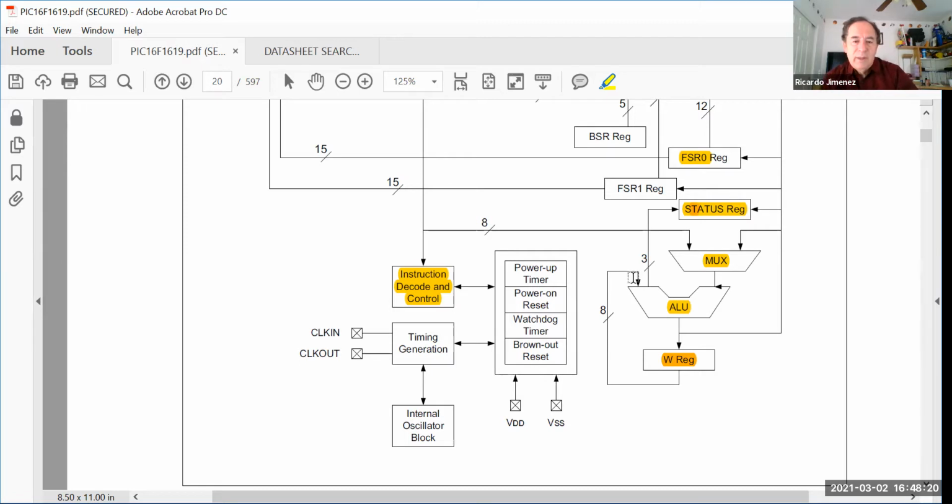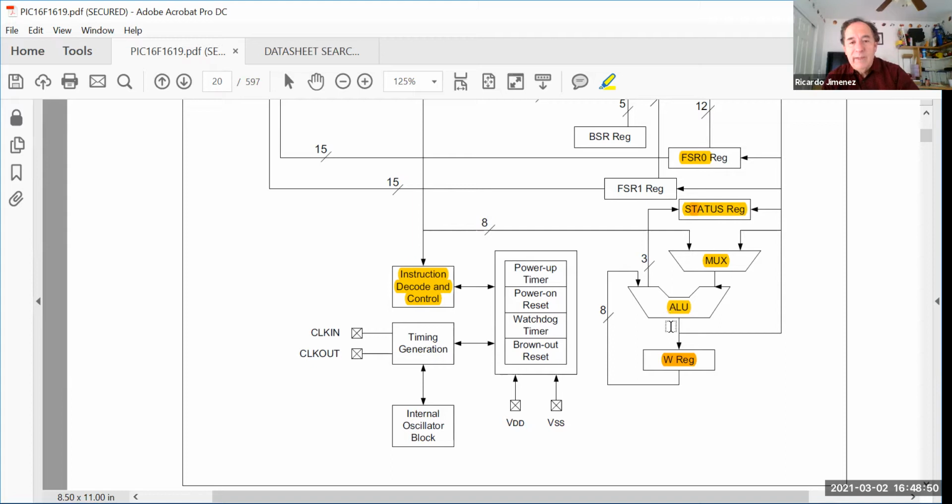And you can perform the addition, subtraction, Boolean functions, masks, masking data, and other arithmetic operations like shifting data to the left, shifting data to the right. You can do all that, or complementing the data, you can do it with this arithmetic logic unit.